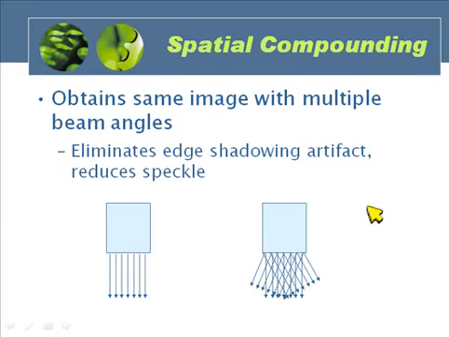Another technique we have is spatial compounding. Depending on the manufacturer, this will have a variety of names. Using spatial compounding, instead of sending all the scan lines in one direction, we send the scan lines in multiple directions. This helps eliminate edge shadowing artifact and reduces speckle. Remember that spatial compounding will decrease the frame rate of your image.